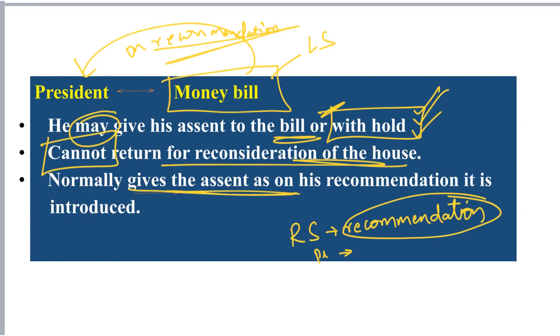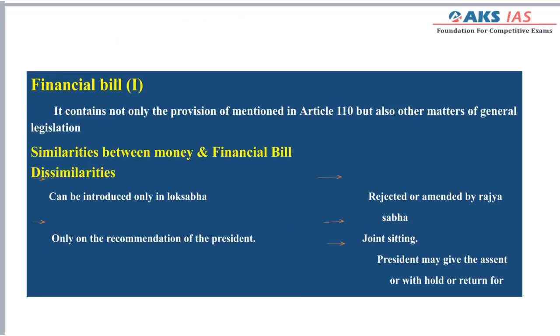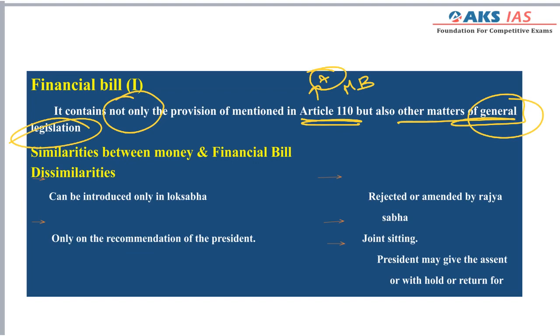The three things we have seen are regarding the powers of the Lok Sabha, the powers of the Rajya Sabha, as well as the President. Now let us see the financial bill 1. As I told you, this bill does not contain only the provisions mentioned in Article 110. We have seen the 7 provisions which are important in order to declare a bill as a money bill. In a financial bill 1, it does not only contain the provisions mentioned in Article 110, but also matters of general legislation. In that case, we consider it as a financial bill 1.